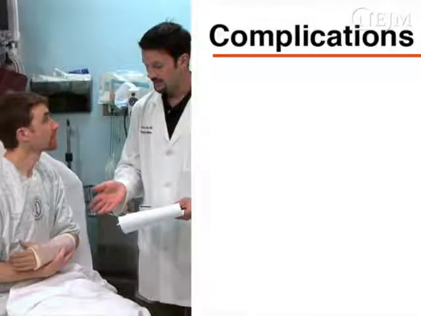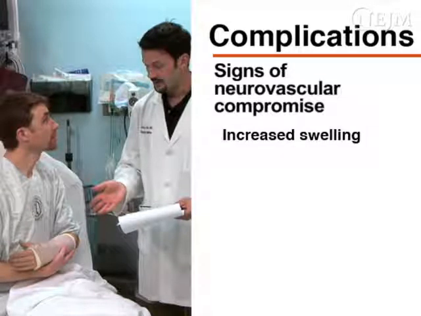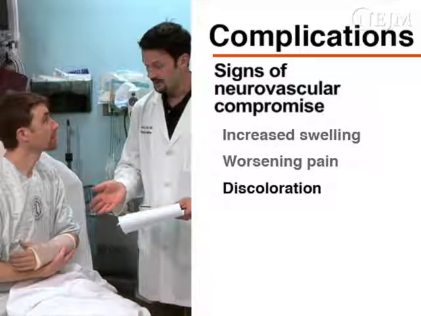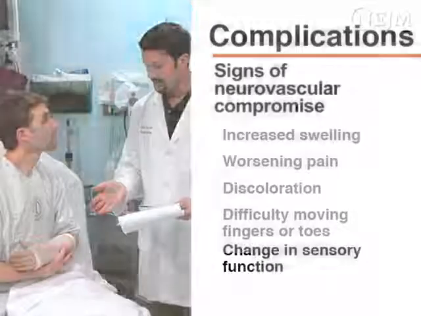Give the patient verbal instructions and an easily understood written list of signs and symptoms that would necessitate urgent return for further evaluation. These include development of any signs of neurovascular compromise or compartment syndrome, such as increased swelling, worsening of pain, discoloration of the distal extremity, difficulty moving the fingers or toes, or change in sensory function.